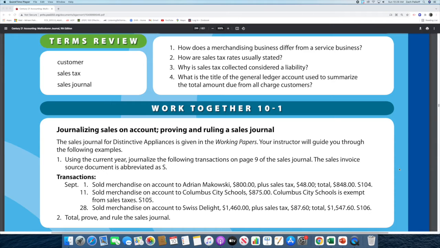So the instructions say the sales journal for Distinctive Appliances is given in the working papers. Your instructor will guide you through the following examples. Number 1, using the current year, journalize the following transactions on page 9 of the sales journal. The sales invoice source document is abbreviated as S. Alright, so as you can see here, we are given 3 transactions, and they are dated on September 1st, 11th, and 28th. And number 2 is asking us to total, prove, and rule the sales journal. Okay. So now that I've read over the instructions, let's jump right into the 10-1 work together.